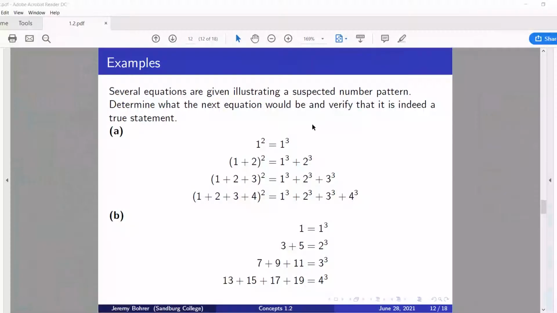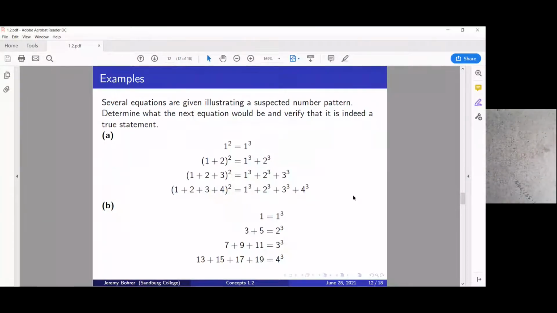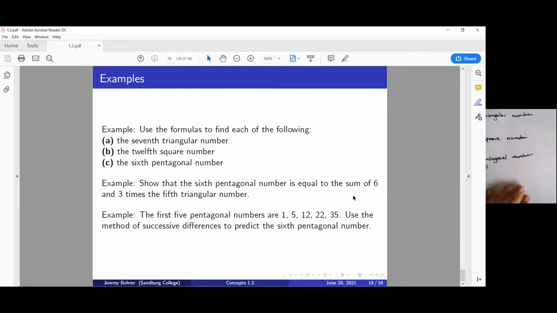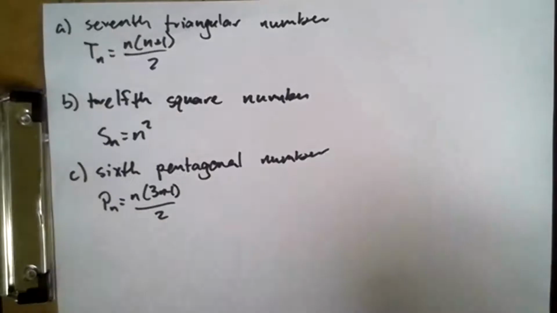Moving on. Now we're going to look at some stuff on page 18. We're going to use formulas to find each of the following, and then we'll answer some questions about these figurate numbers: triangular, square, and pentagonal numbers. So here we go. Here are our first three.